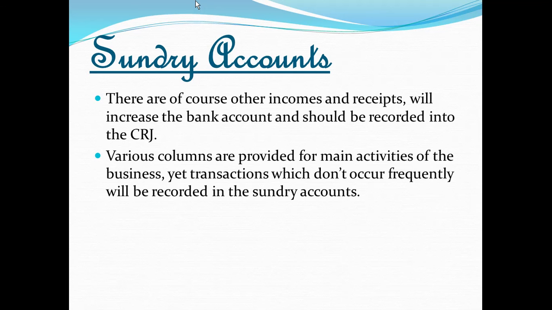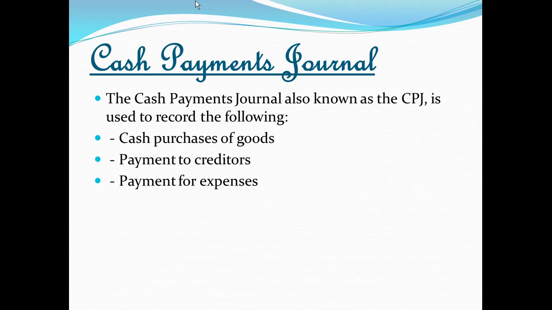Right, moving on to the cash payments journal, it's obviously just the opposite of the cash receipts. So all money that is going out of your business will go to the cash payments journal. And the common example here is cash purchases of goods. So when you buy your inventory for cash, it will go into the cash payments journal. When you pay your creditors, so when you're making a payment to your accounts payable, it will go into the cash payments journal. And then any payment for expenses. So every time you pay an expense like telephone or hotel and electricity, that is all money going out of your business.